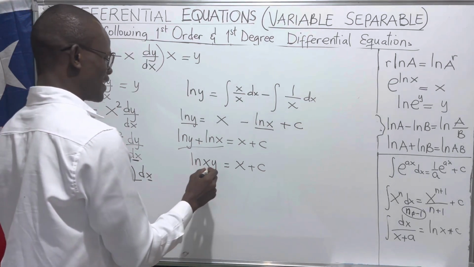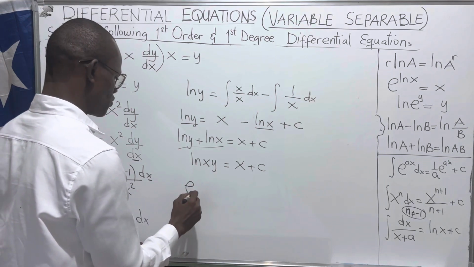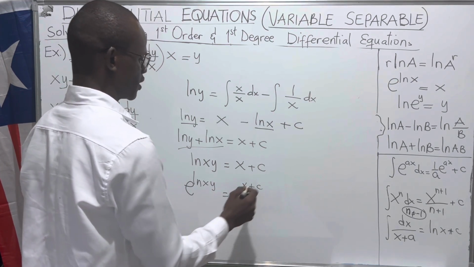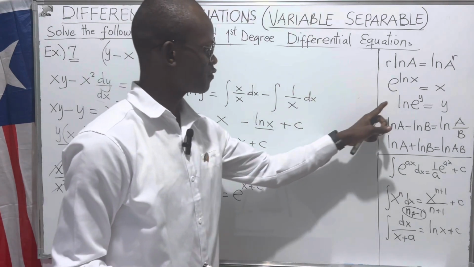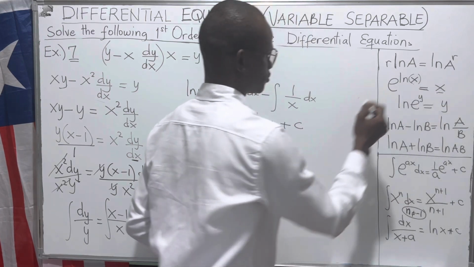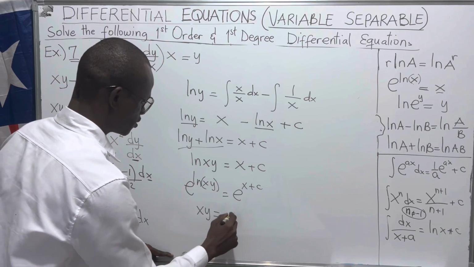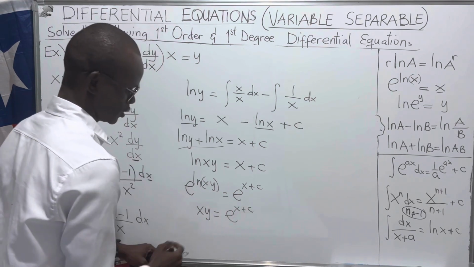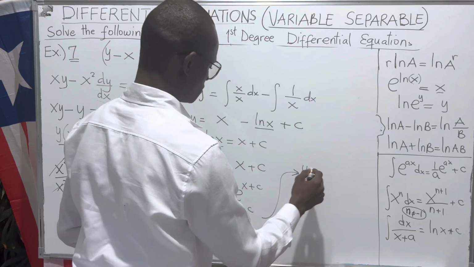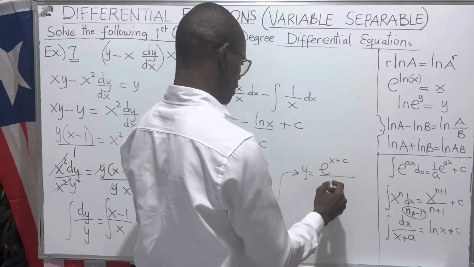Now remember, we want to solve for y, right? So we could further simplify this by rewriting it as e raised to the ln of xy equals e raised to x plus c. Because we know that e raised to the ln of an expression is just equal to that expression. So e raised to the ln of this one is just equal to this. So this is just xy equals e raised to the power x plus c. So now we can divide both sides by x. So therefore we will have y equal to e raised to x plus c, all over x.